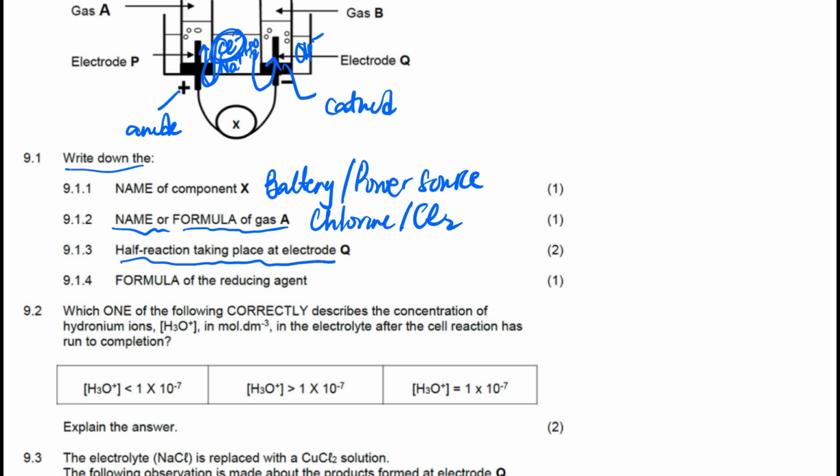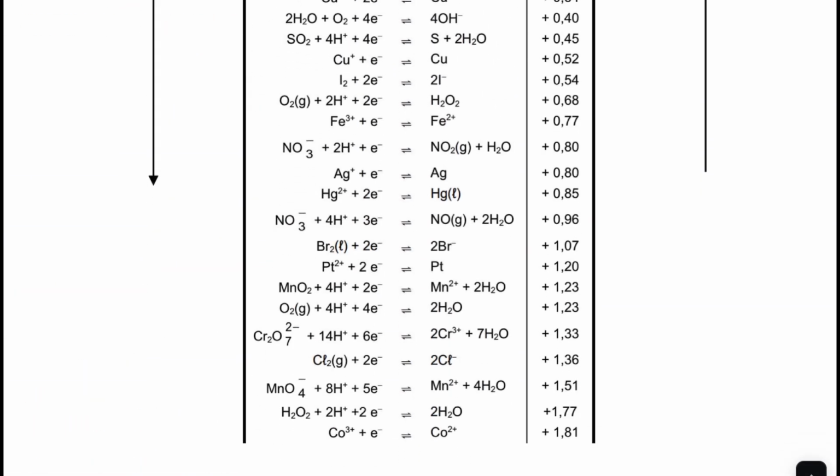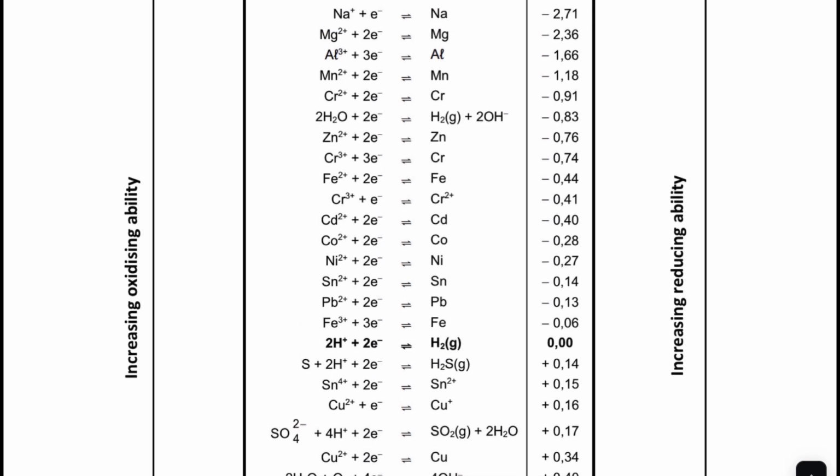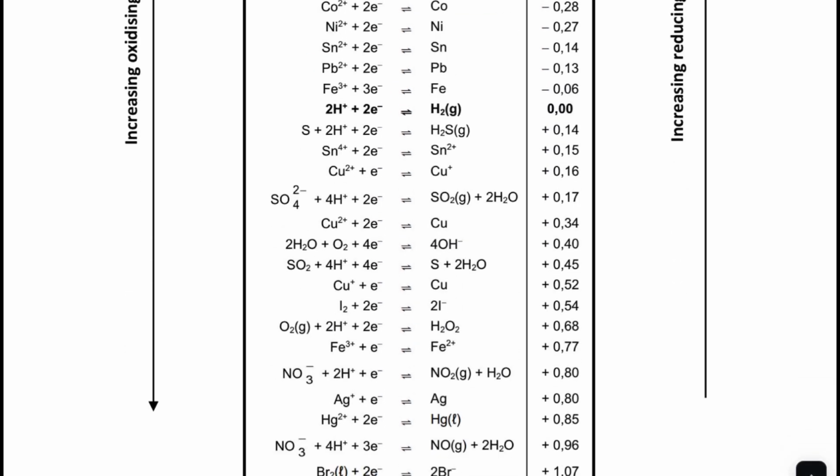Half reaction that takes place in electrode 2. In electrode 2, it's water that is reduced. It's going to be 2 water molecules, reduced by getting 2 electrons, and then it produces hydrogen gas with 2 OH minus. The half cell, you can see it there. That's the reduction of water.